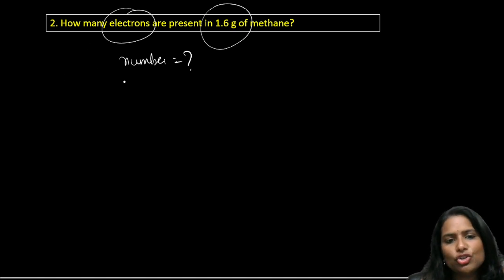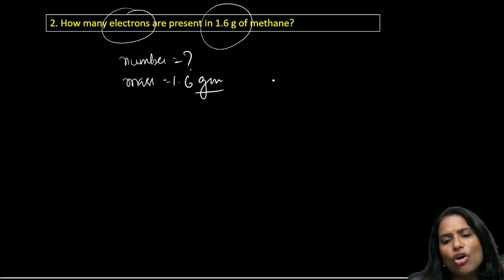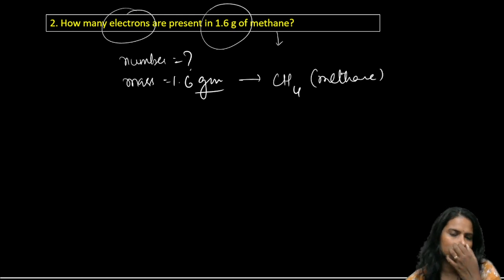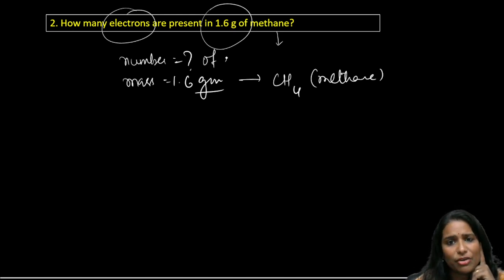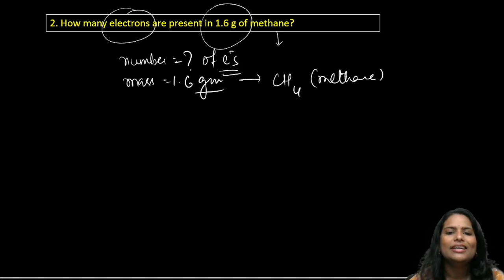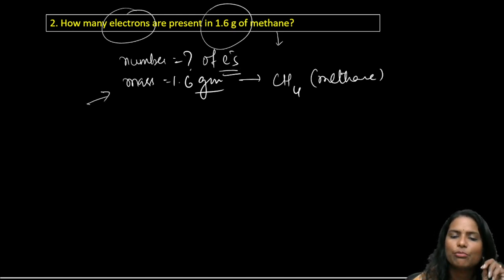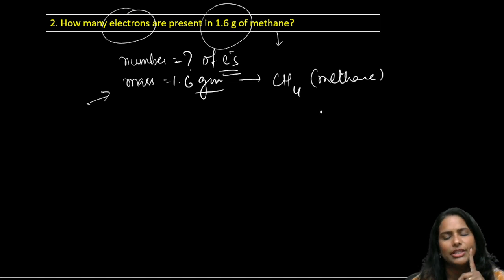What is given to you? Mass is given to you, 1.6 grams, of methane. The formula for methane is CH4, right? So what all things do we have? You have to find out the number of electrons, and mass is given to you: 1.6 gram of methane.